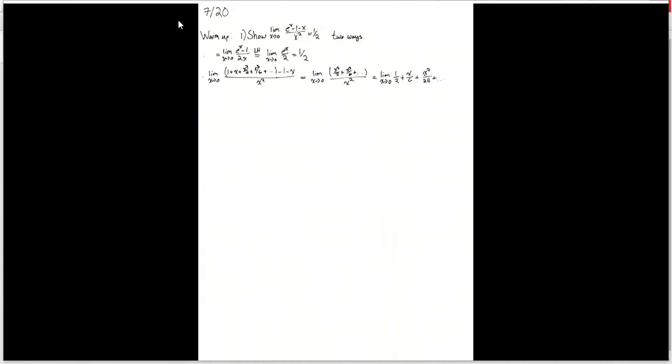So because power series are continuous functions, we can go ahead and put that limit through, and all of these powers of x and higher are all going to go to 0. So we're going to be left with that 1/2. So this is equal to 1/2. And there we've showed that the limit is 1/2 two different ways.